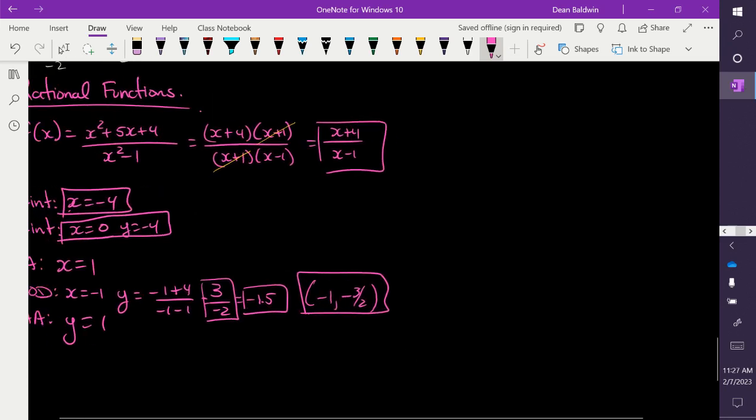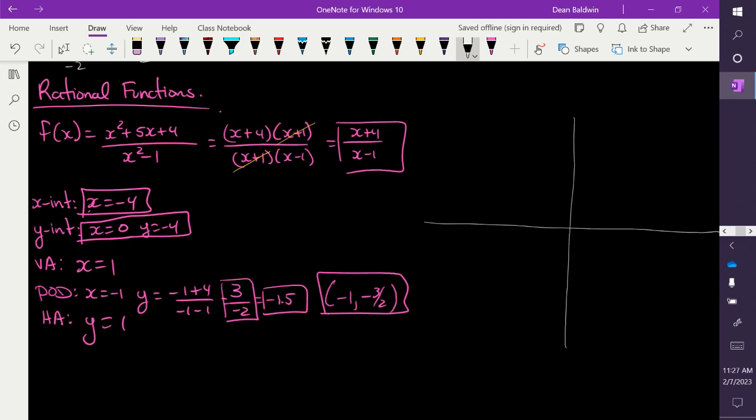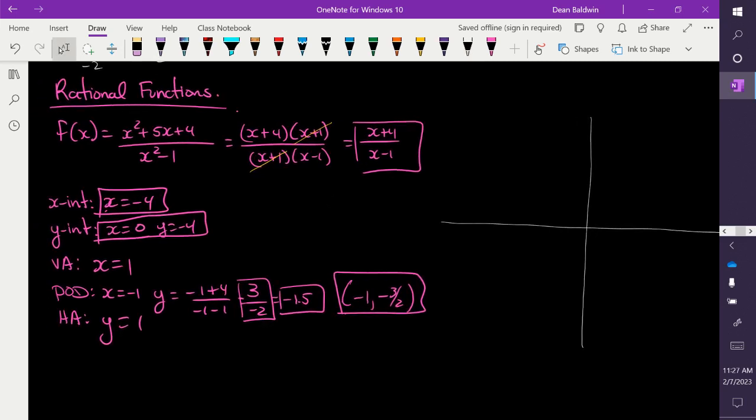Okay, we can sketch this. And it's just, every teacher does it differently. Okay. Vertical asymptote. What did we say the vertical asymptote was? X equals 1.